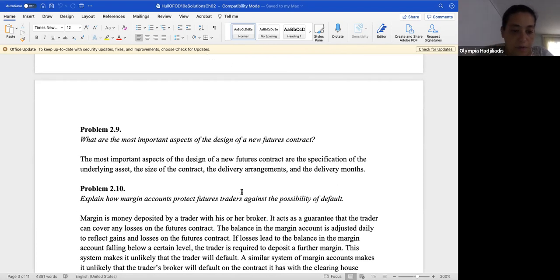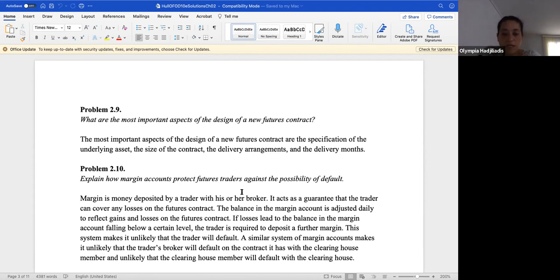And problem 2.10, explain how margin accounts protect futures traders against the possibility of default. Margin is money deposited by a trader with his or her broker. It acts as a guarantee that the trader can cover any losses on the futures contract. The balance in the margin account is adjusted daily to reflect gains and losses on the futures contract. If losses lead to the balance in the margin account falling below a certain level, the trader is required to deposit a further margin. This system makes it unlikely that the trader will default.